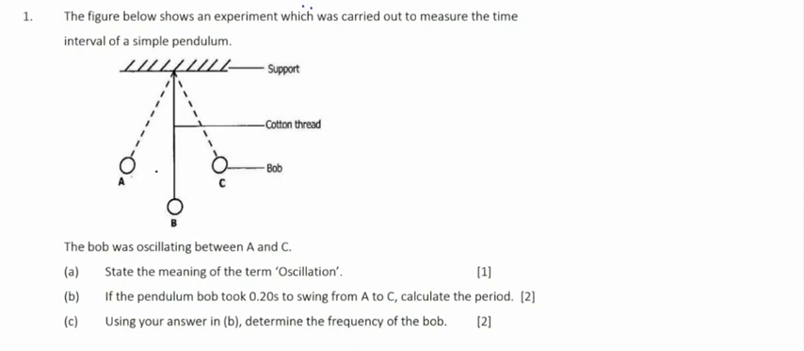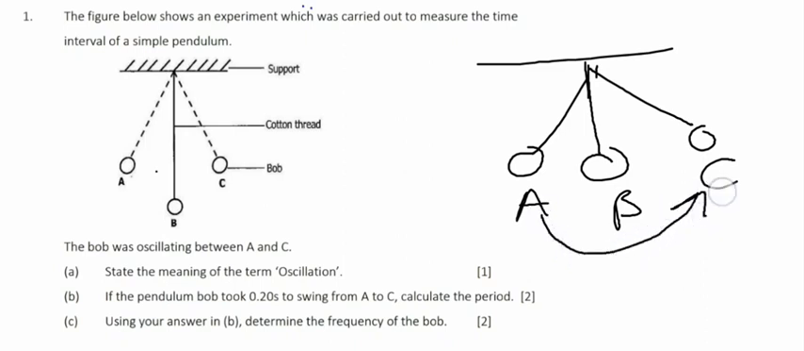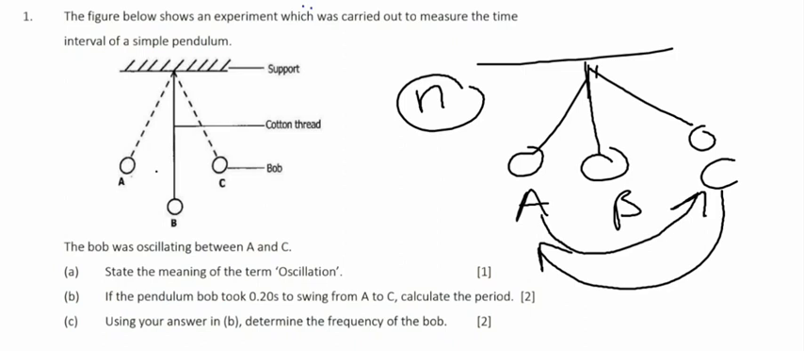When you say the complete swing, if this here is the pendulum, here we have A, B, and C. For one complete oscillation to be made, the bulb needs to move from A to C and back to A. This we are going to call one complete oscillation. Usually, the number of oscillations is represented by small letter n. So small letter n denotes the number of oscillations.